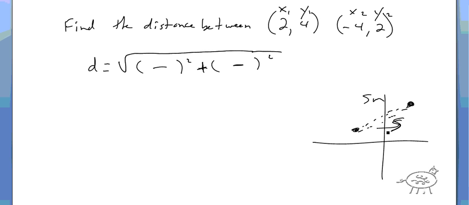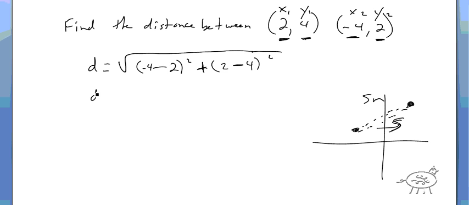Right? It doesn't matter which way you go. That's the whole point. It doesn't matter what's first and what's second. Kind of like the slope. It doesn't matter which is first and which is second. All right, so x2 minus x1. So negative 4. I'm just going to plug things in. Negative 4 and 2. Okay, negative 4 and 2. y2 minus y1. 2 and 4.